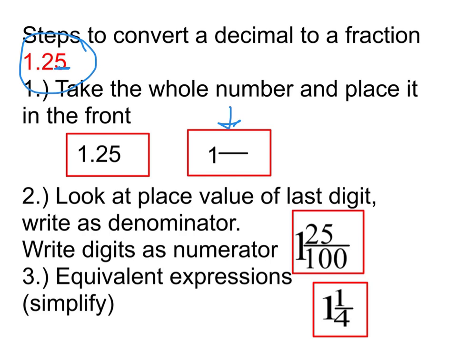So the last digit here in our example, 5, the place value was 100. So we're going to write 100 as our denominator. And then we're going to write those digits that are behind the decimal as our numerator. So since the 2 and the 5 are behind the decimal point, we're going to write 25 above the 100 as our numerator. So this is our decimal in fraction form.